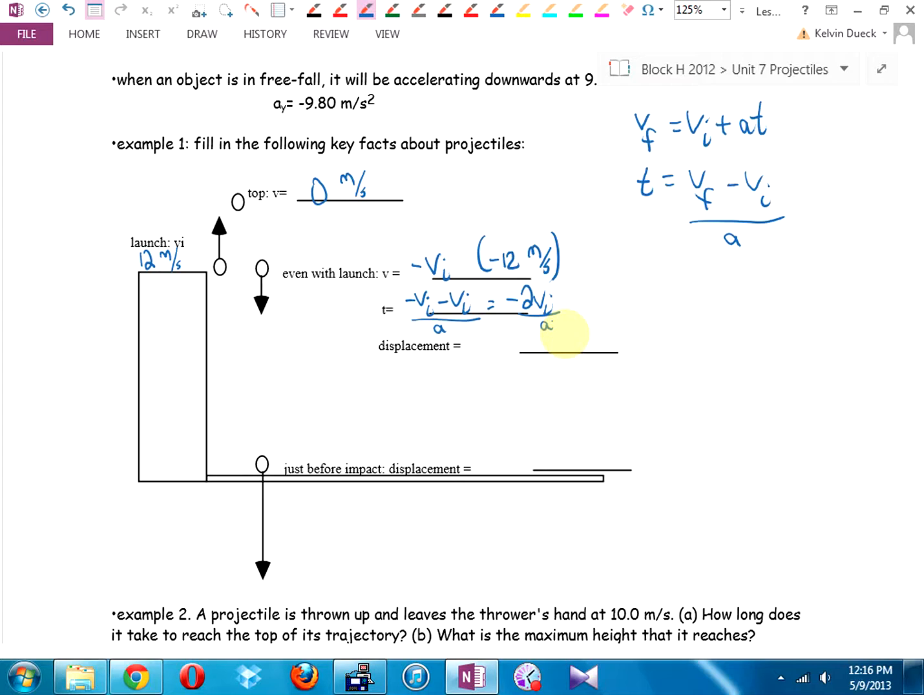What's its displacement? Trick question. Zero. Why? Because displacement is change in position. How high was it when it was launched? Cliff height. How high is it right now? Cliff height. What's its change in position? Nothing. What's nothing as a number? Zero.